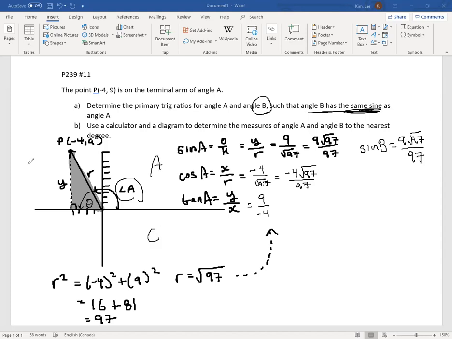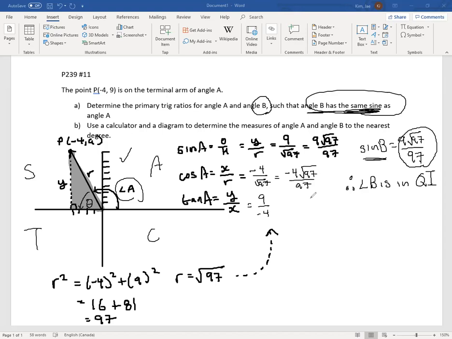CAST. The question says that the sine value has to be the same. In other words, the sine value is going to be positive. Which other quadrant gives me a positive value? It's going to be quadrant 1. Which means sine is going to be positive. Sine is going to be 9 root 97 over 97.